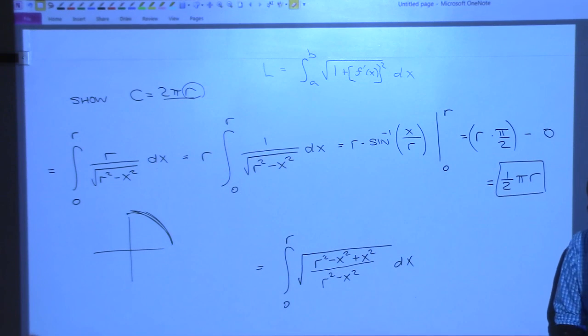If you would have used trig sub, you would have used x equals r sine theta. It would have worked out, but see, the formula was a little faster.